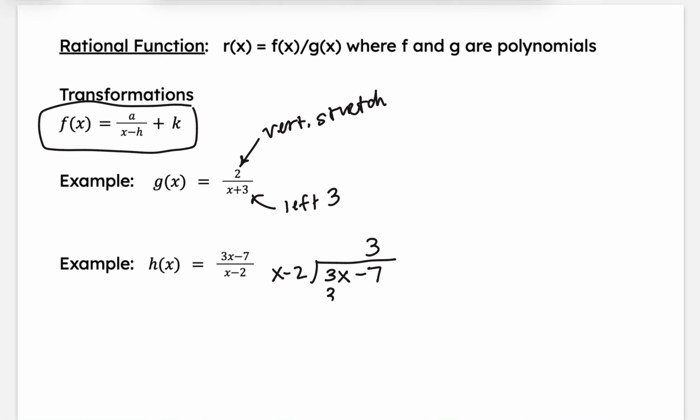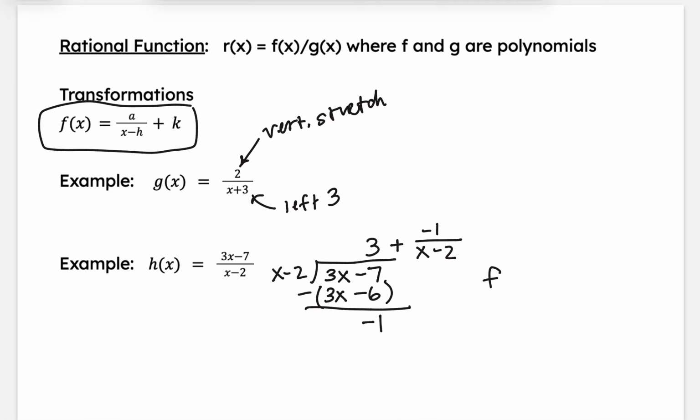3 times x is 3x. 3 times negative 2 is negative 6. We're going to subtract. So negative 7 minus a negative 6 is really plus 6. So I get negative 1. So that means that we have 3 plus negative 1 over x minus 2, our divisor.